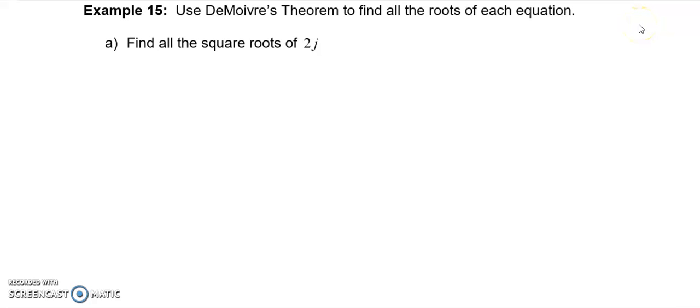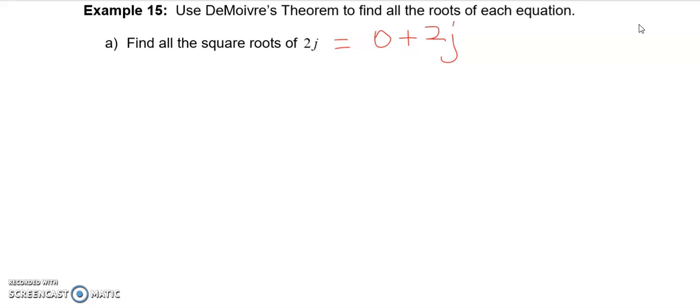So it says, use de Moivre's theorem to find the roots of each equation. Okay, well, the first one is not really an equation as such. It's just a number. It's a complex number. And remember, 2j is actually written in rectangular form, because you can think of that as 0 plus 2j. So your first step would be to write that in polar form. And it's one of the simple cases.